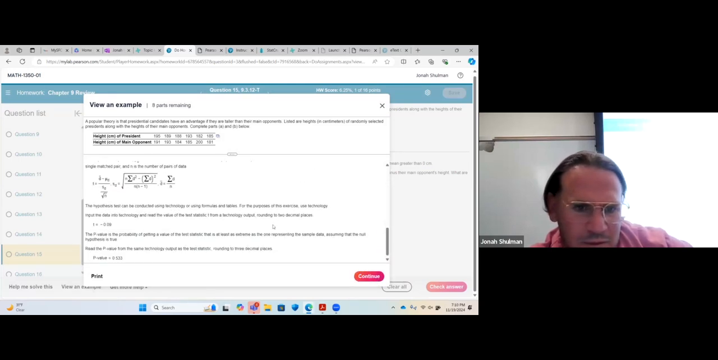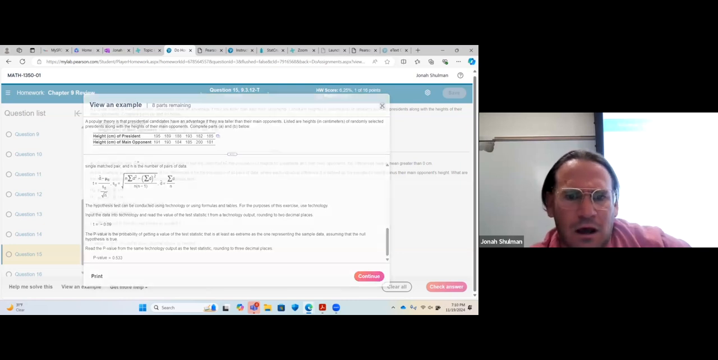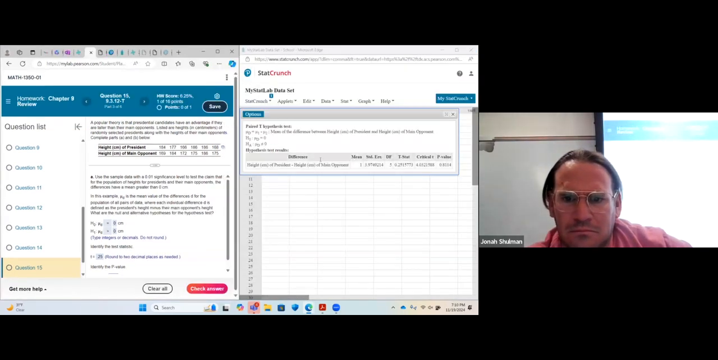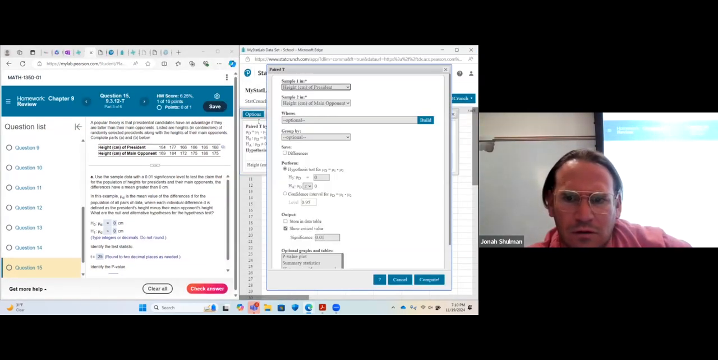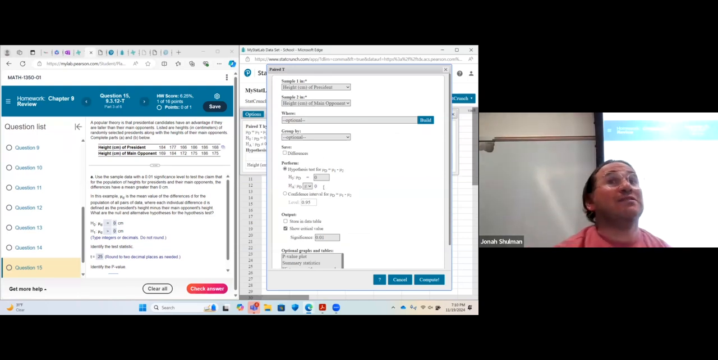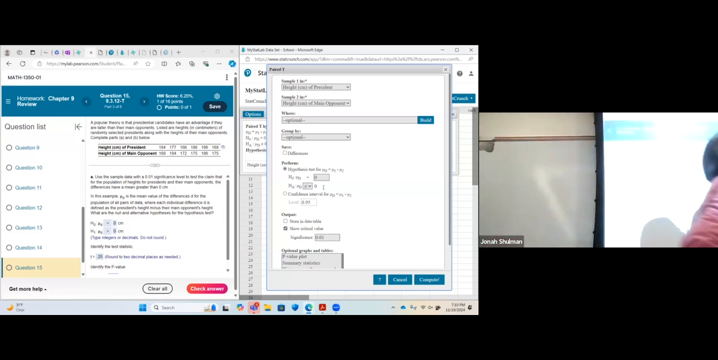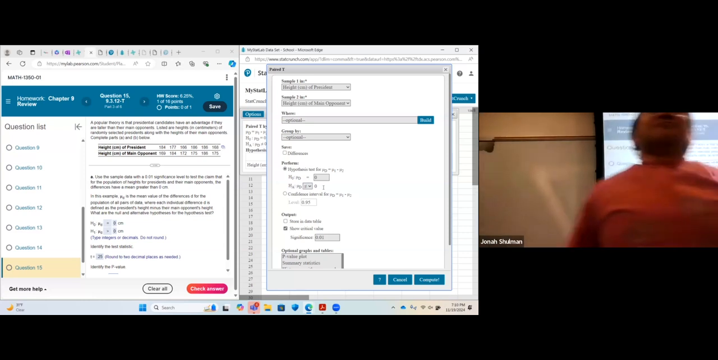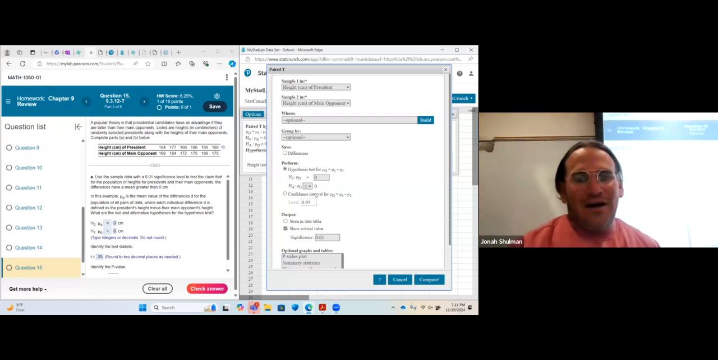The p-value is the probability of getting the result, assuming the null. Read the p-value from the same output technology as the test statistic. I thought that's what I did. Did I type in anything wrong? Oh, yeah. So when I redid it, guess what I forgot to do? I forgot to change this. I forgot to click this button. That's why my p-value was off. Feeling dumb over here? That's me.